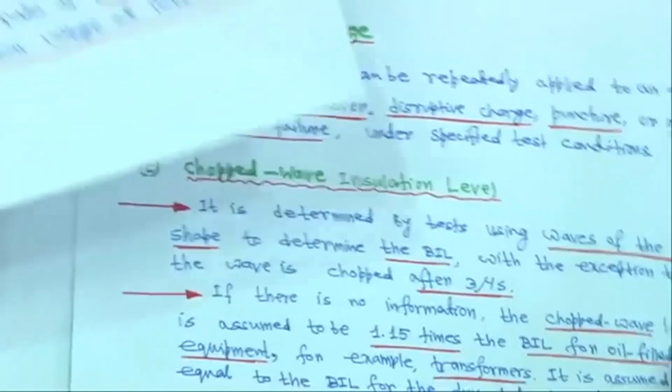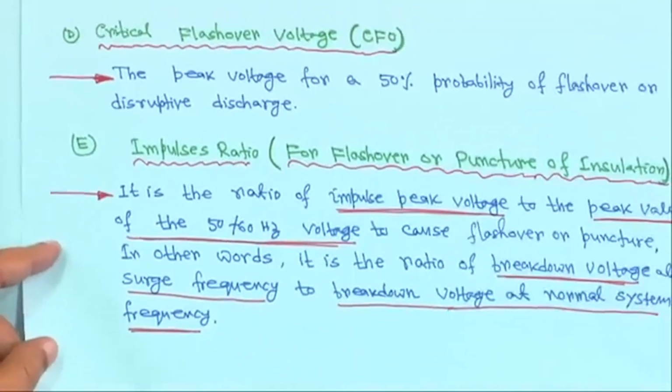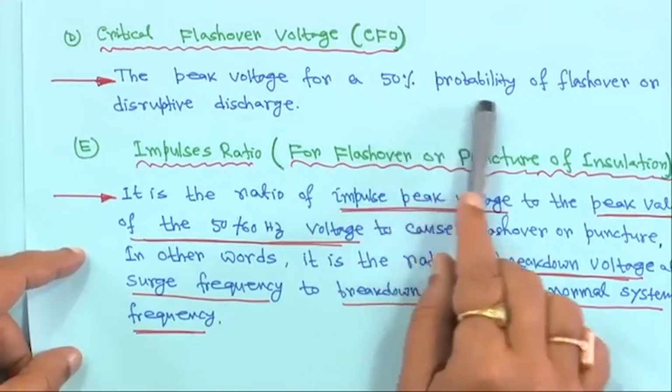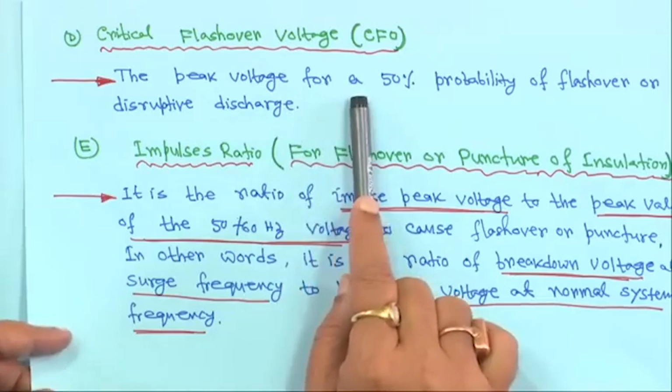Then the critical flashover voltage, they call it CFO. The peak voltage for a 50% probability of flashover or disruptive discharge is called the critical flashover voltage.